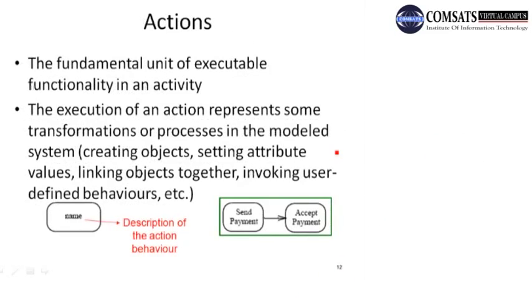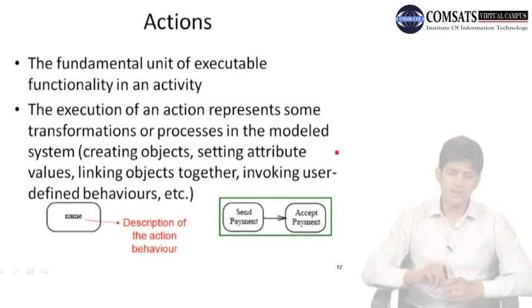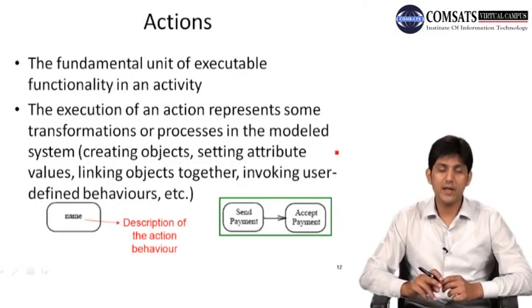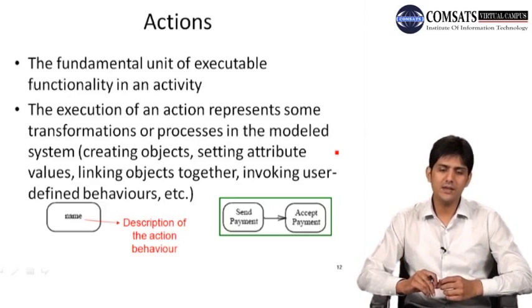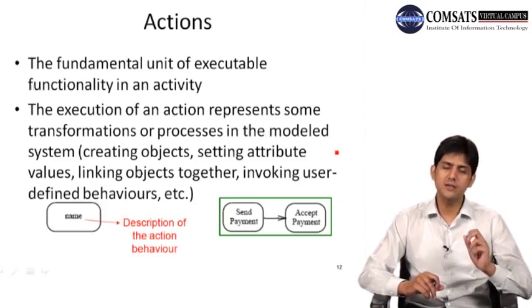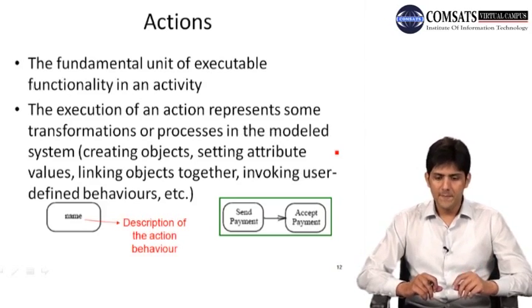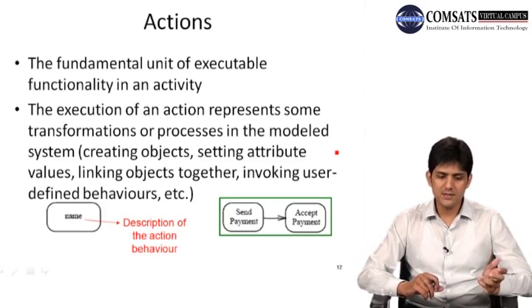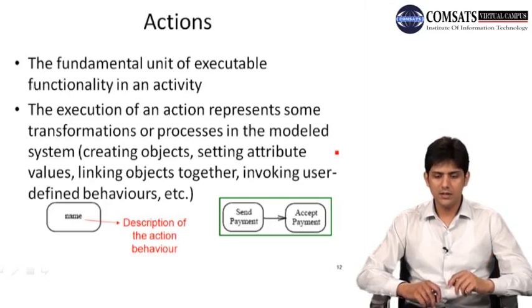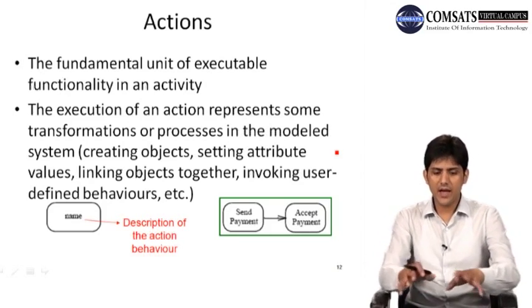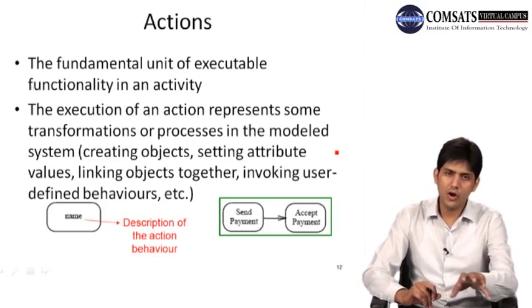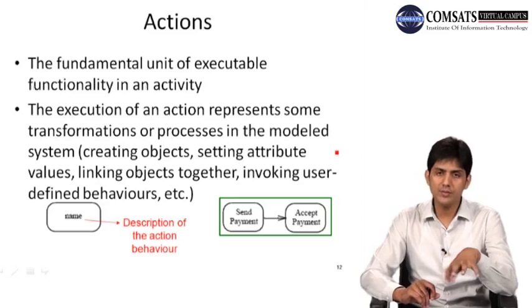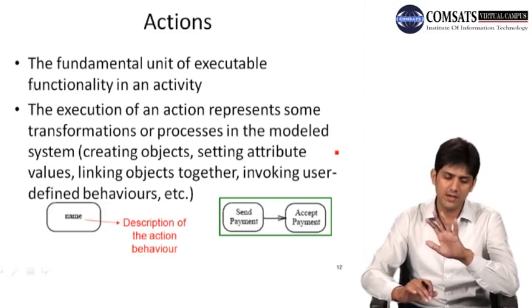So what are the fundamental units of executable functionality in an activity? We call them actions. So what are the actions in the activity diagram? They are the fundamental unit of executable functionality in an activity. The execution of an action represents some transformation or processes in the model system, creating objects. So basically the transformation process can end in creating objects, setting attribute values, linking objects together, invoking user defined behavior, etc.